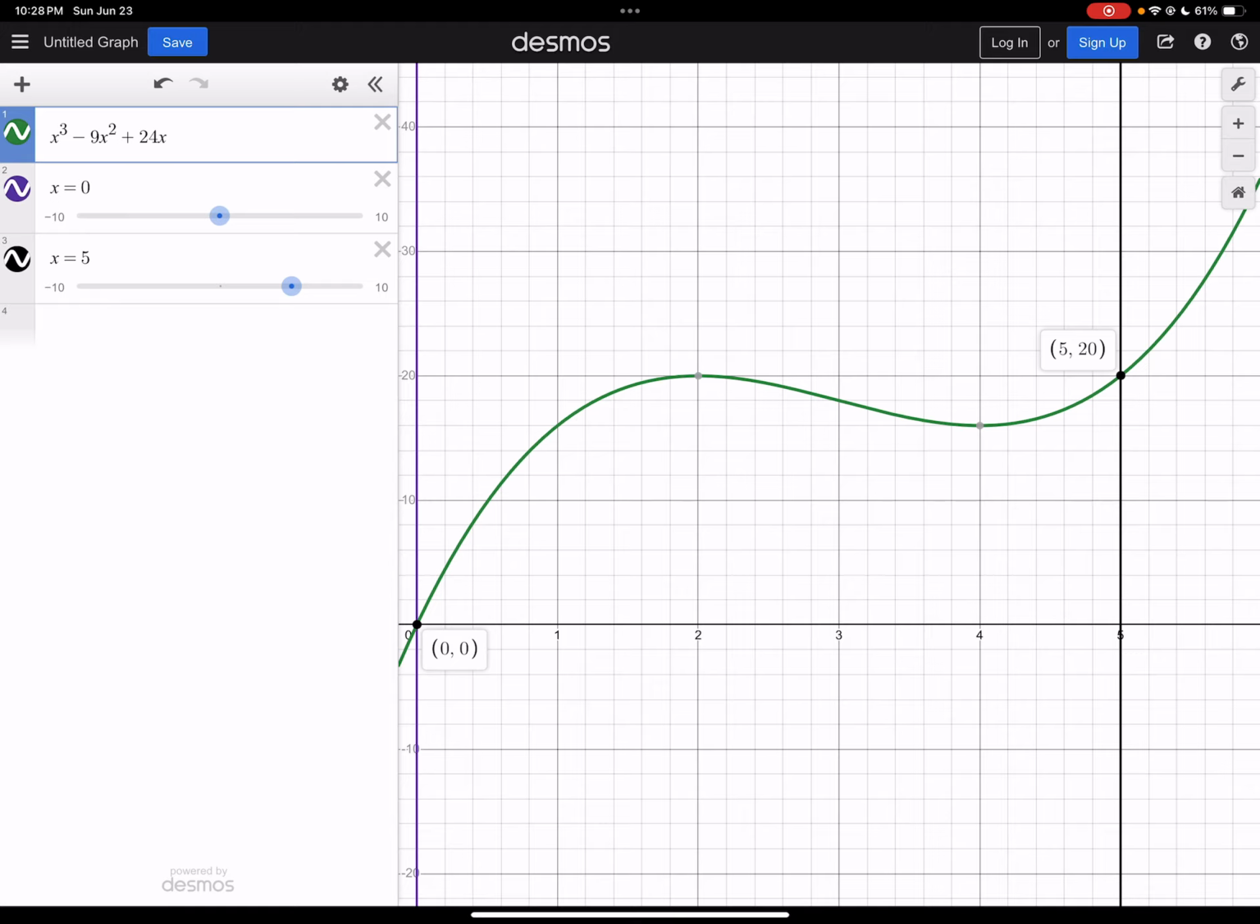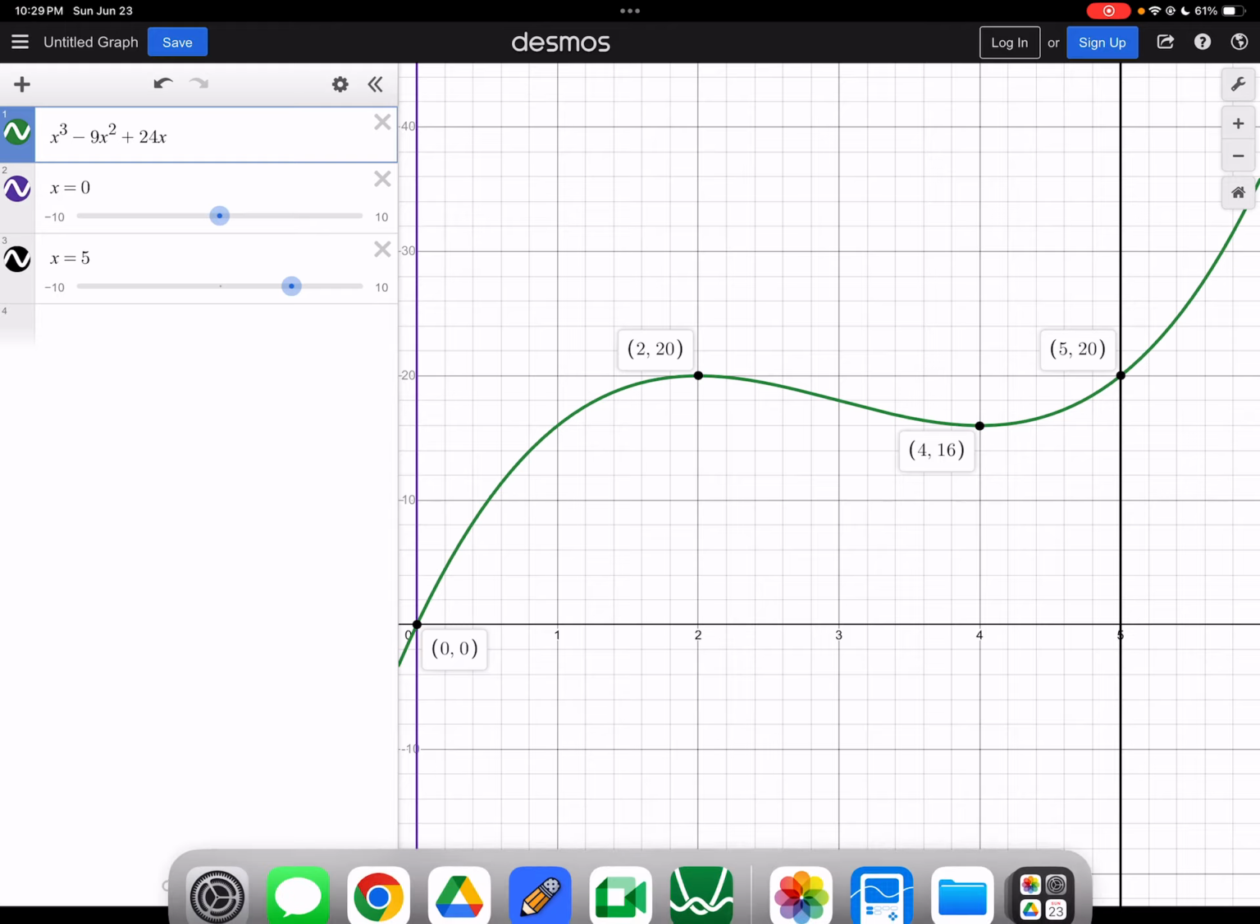But my total distance, notice how because I went downwards, I changed directions. So I need to have absolute value to account for that distance that I went down. So I go from 0 to 20, and then from 20 to 16, I traveled 4 units. And then from 16 to 20, I traveled 4 units. So that's why I get a total of 28 units for the total distance for the first 5 seconds.